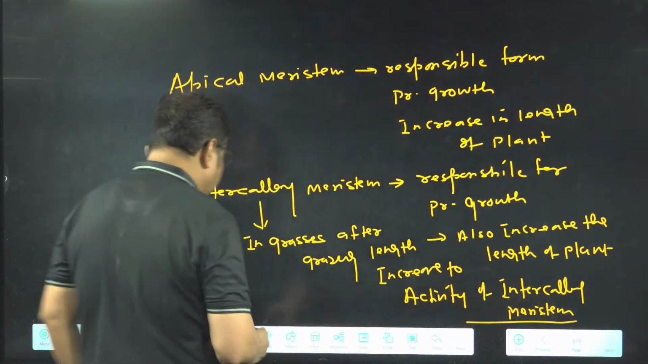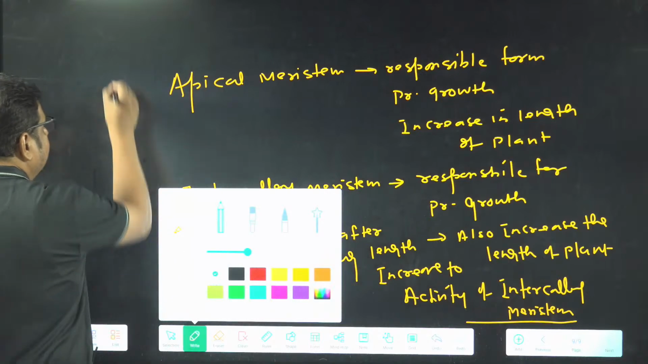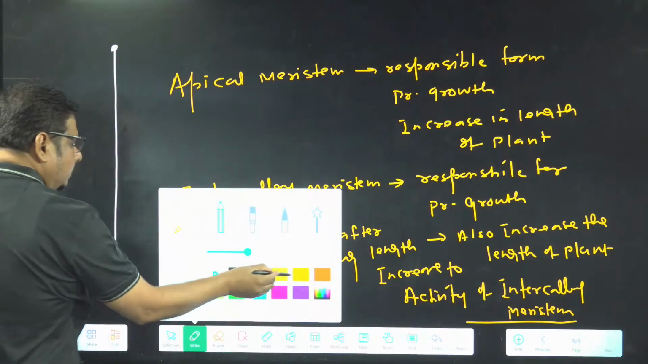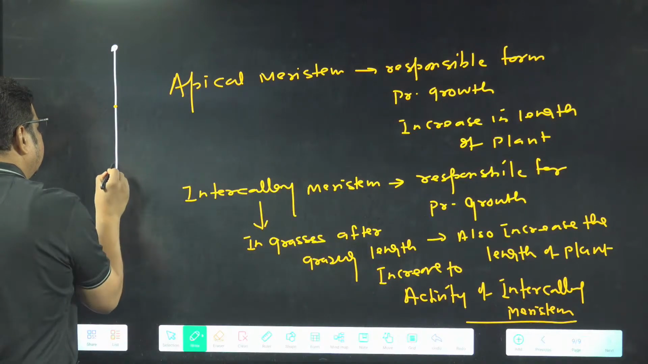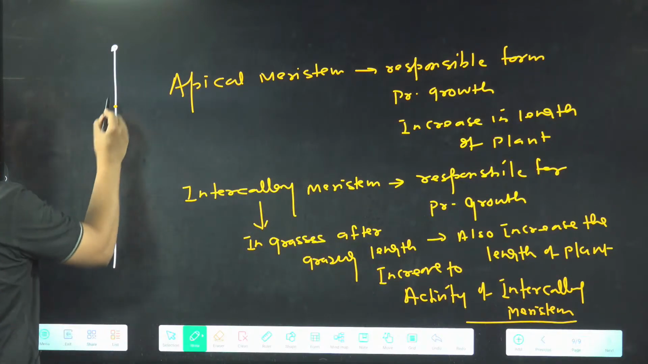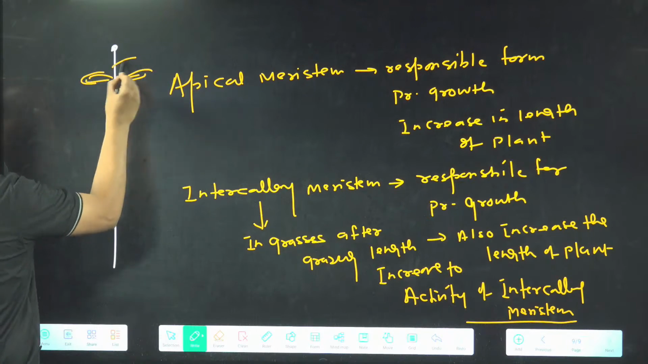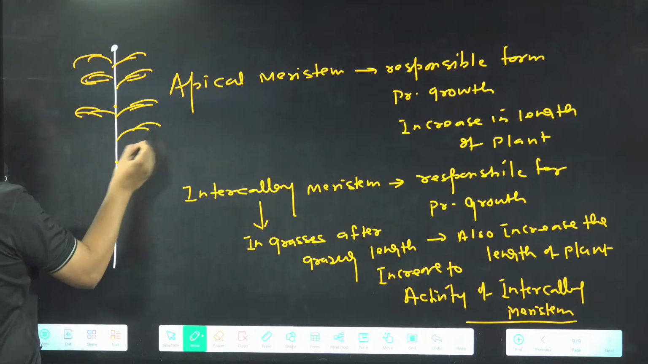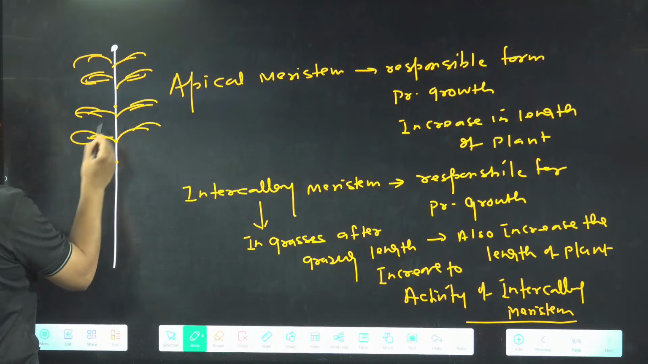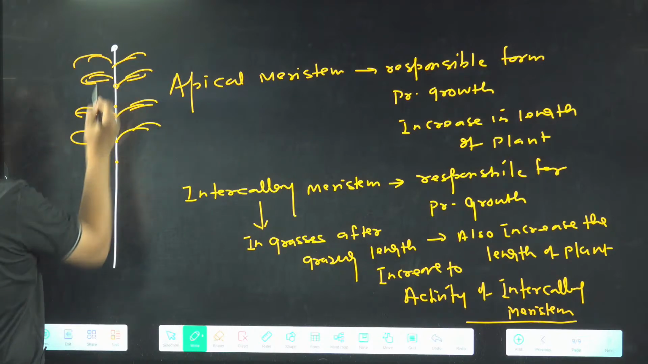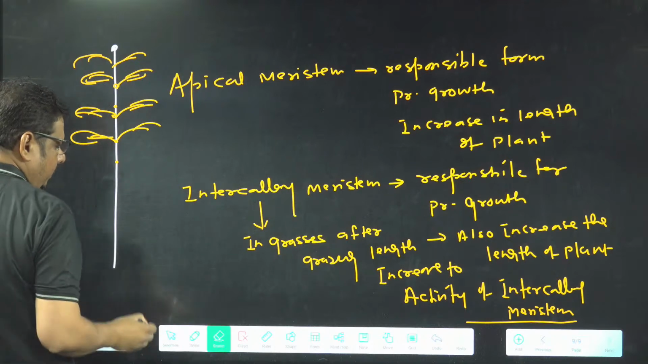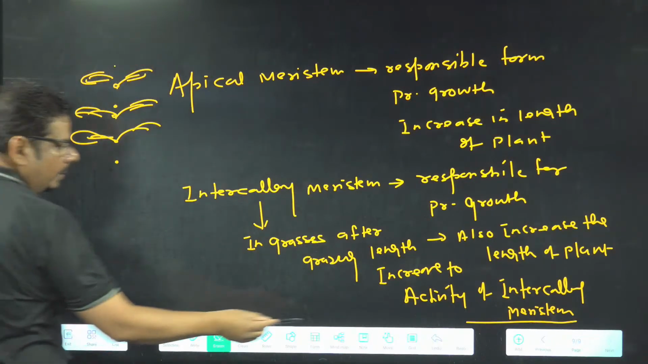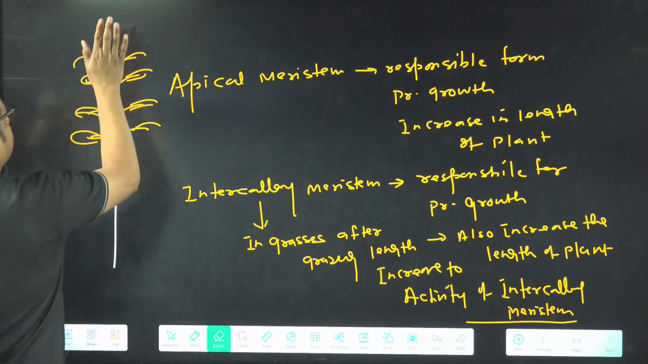Regrowth occurs. So just have a look. I am drawing a diagram. It is an apical meristem, and here is supposed to be the intercalary meristem. Now a goat is coming and going to do what, basically? Going to graze that much part. Grazing occurs up to that much part.